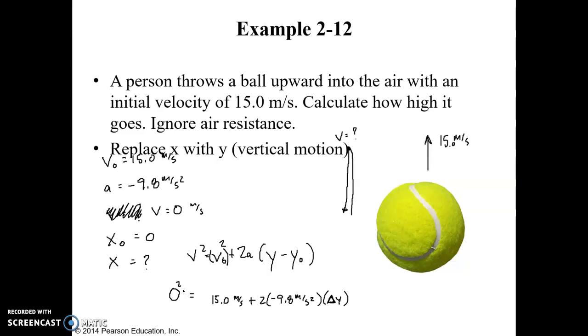So our final velocity when the ball reaches its highest point is going to be 0. So that's 0 squared on this side of the equation. And on this side, the initial velocity that we throw it up with is 15. That needs to be squared. Okay, so that illustrates actually a very common mistake.